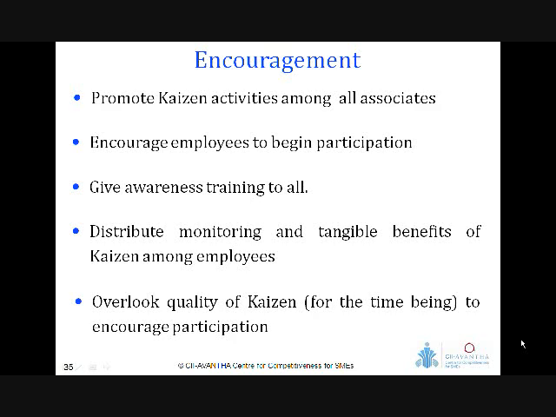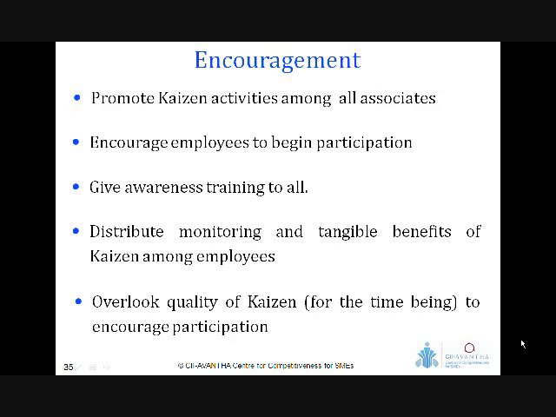Have some suggestion scheme, encourage employees to begin participation in Kaizen activities, and give awareness training to all: what is Kaizen, and what could be the benefit for the operator as well as for the organization.